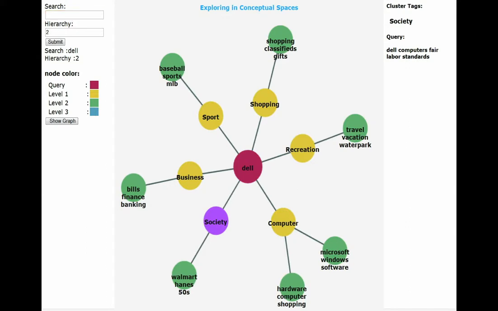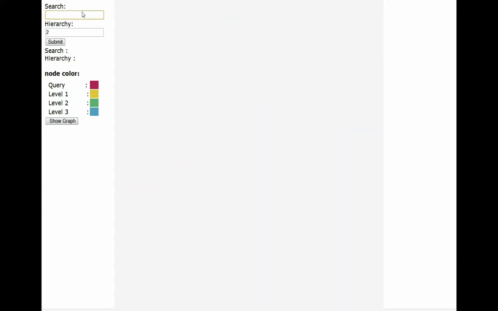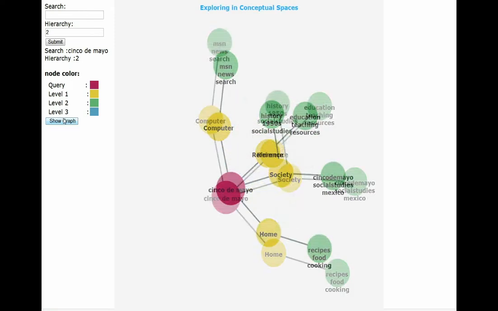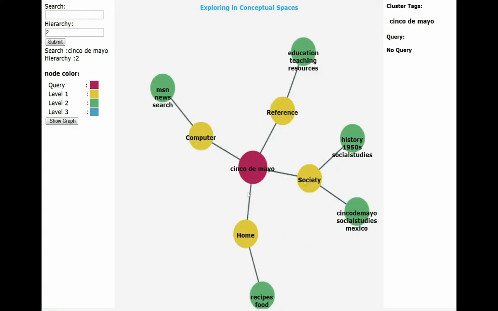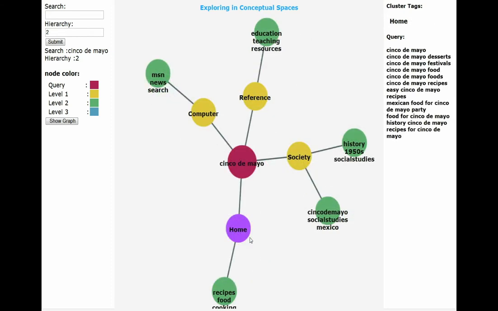If the user types Cinco de Mayo in the concept finder, he can also explore the concept spaces around this query. For example, for Cinco de Mayo, we will get the categories computer, reference, society, home. So if we go to the home category, you can get things related to Cinco de Mayo, like Cinco de Mayo desserts, Cinco de Mayo festivals, recipes, Mexican food for Cinco de Mayo, and so on.